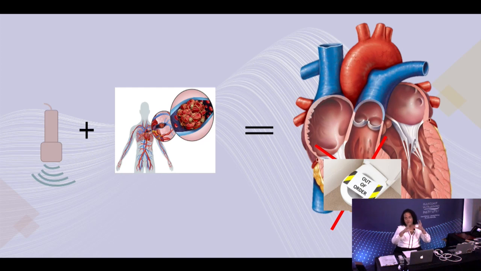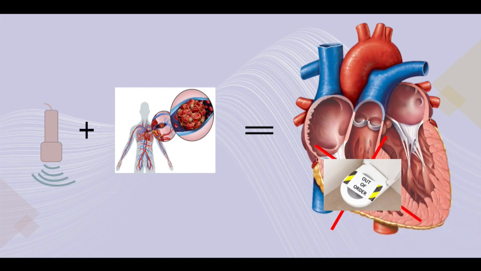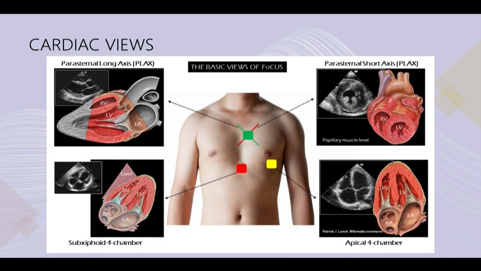I wanna see that the right heart is not functioning the way it's supposed to be functioning, and we're gonna talk about different signs that are gonna be able to tell us if this is something acute versus chronic. So before I move on to those signs, I kind of want to touch base on how to obtain these cardiac views.